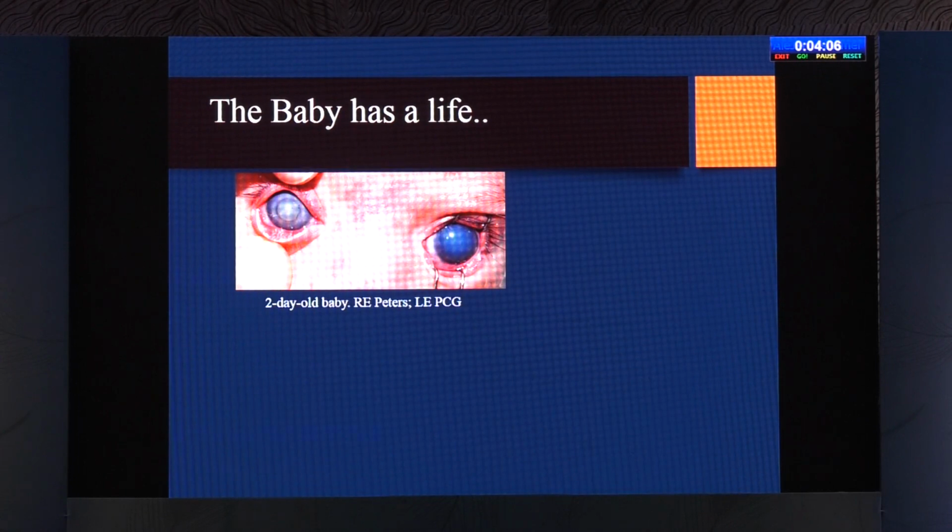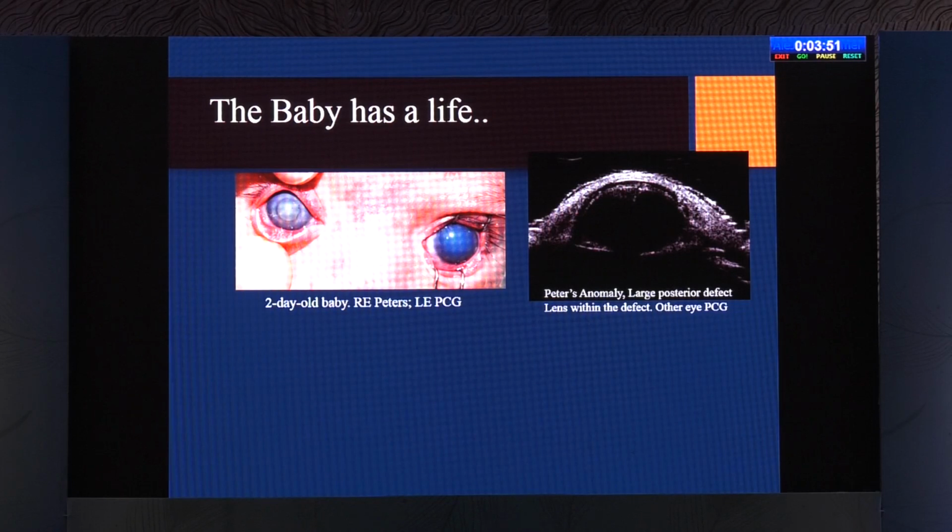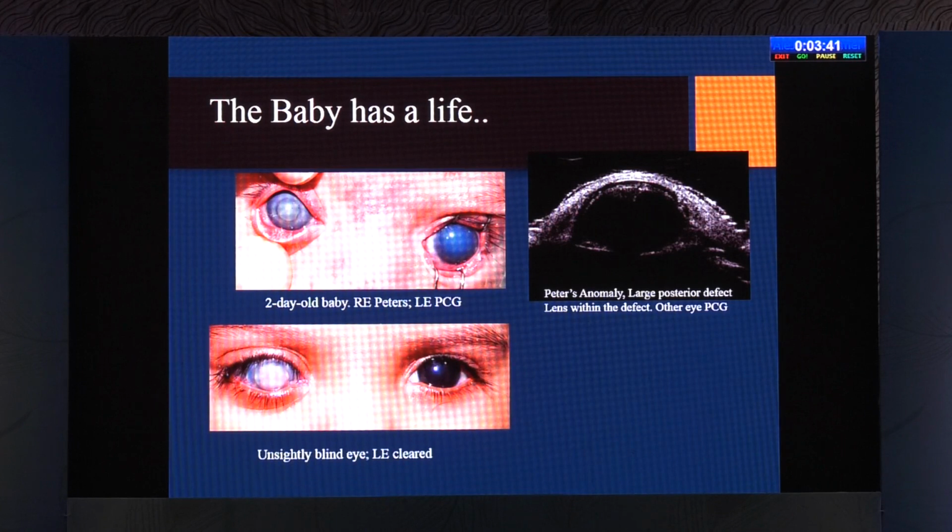Remember, after having said all this, at the end of the day, the vision and eye and everything, the babies have a life. So this 2-day-old baby, again, with this clear thing in the middle, looked like a Peters, left was PCG, but to our horror, the UBM showed the Descemet's defect was so large that this lens was actually stuck and sequestered in the cornea. So when you have something like that, we did try and get his lensectomy out. He did undergo surgery, but we landed up in an unsightly blind eye in the right, but the left eye cleared well with the CTT.